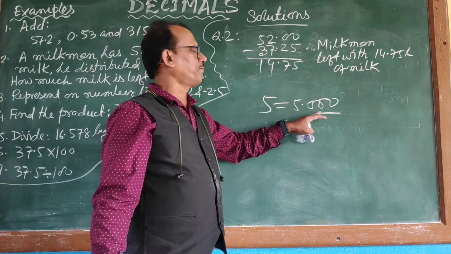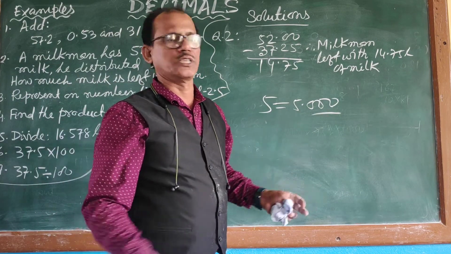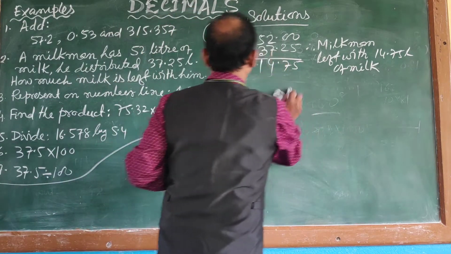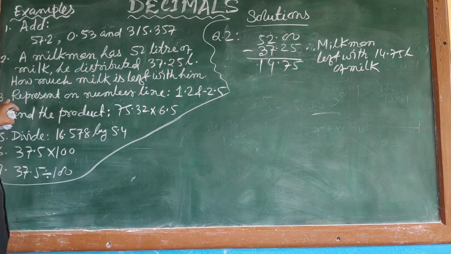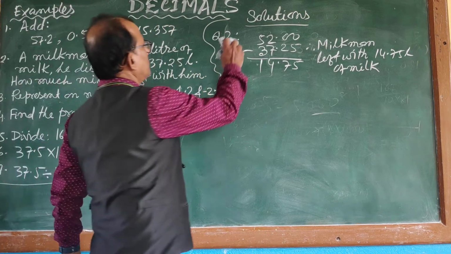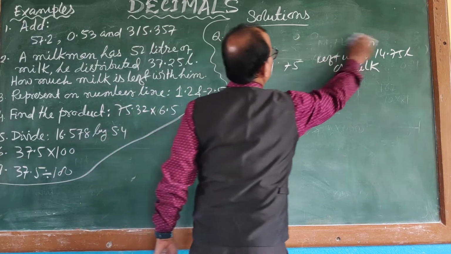5 can be written as 5.00 also. 5 can be written as 5.0 also. Could you understand? Now you have got the concept. Now represent decimals on the number line. Let us do some decimals on the number line.